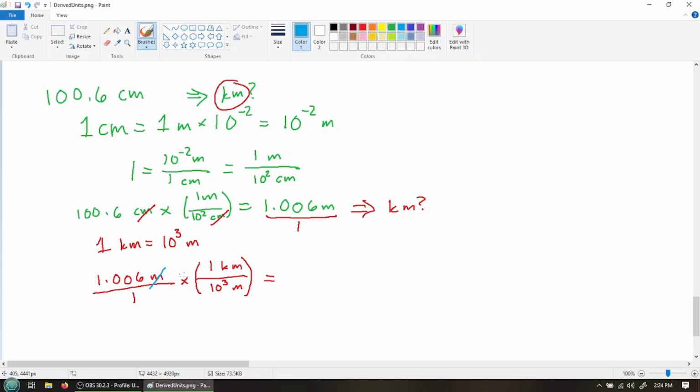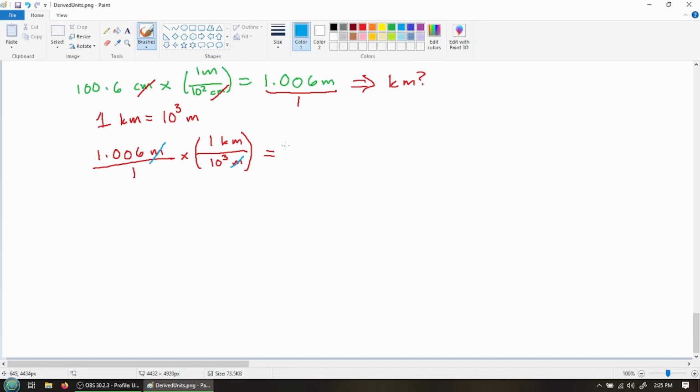Okay, so now what I get, meters will cancel, and now I'm left with 1.006 divided by 1,000. I'm just going to write that as 1.006 times 10 to the minus 3, right? And the minus, we pick up the minus here because our 3 was in the denominator. And our units here are just going to be kilometers.